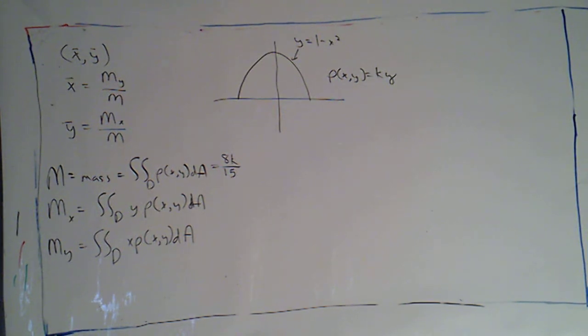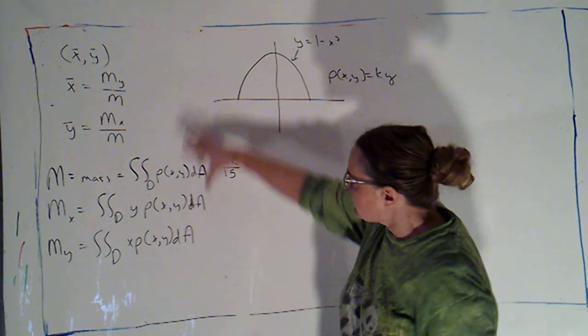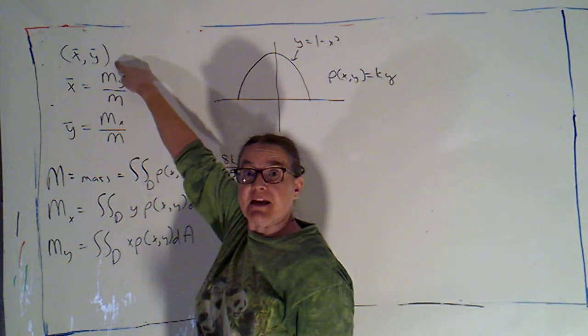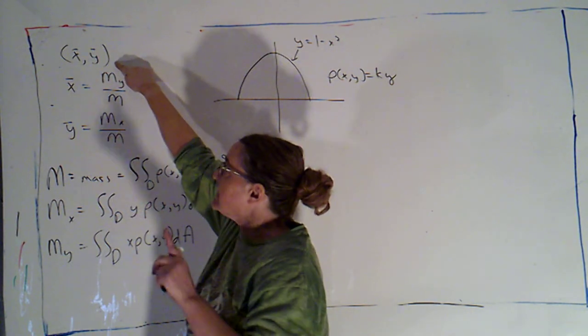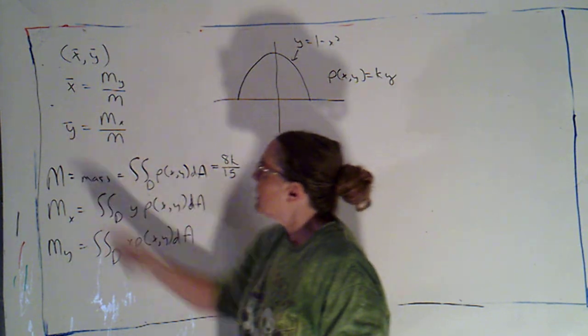All right, in this video we're taking a look again at a center of mass. So I've written down some formulas here. First of all, we're trying to find x bar, y bar, which is just the center of mass, the point about which all of the mass is evenly distributed. The formulas for x bar and y bar are given here.